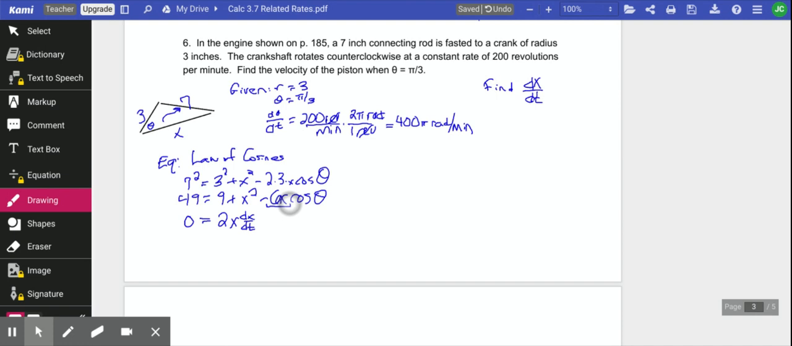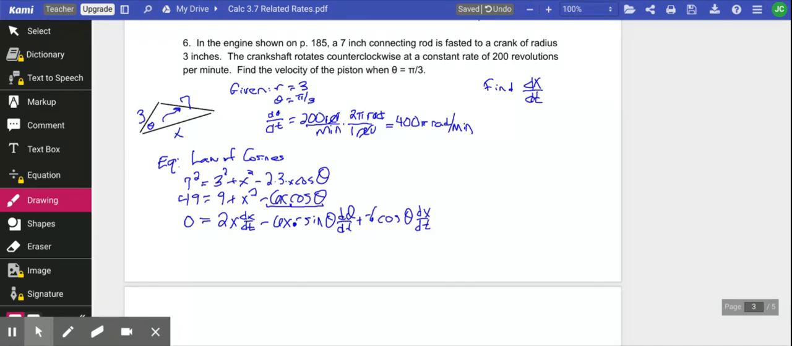And then notice this is a product rule right here. So we're going to use the product rule: we have 1, and then d2 is going to be negative sine theta d theta dt. Remember that's a multiplication there. Plus 2, d1 is going to be negative 6, and then a dx dt. Okay, we need to solve this for dx dt, because that's what we're supposed to be finding.